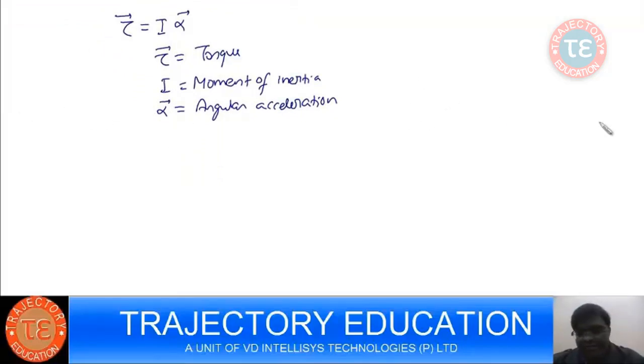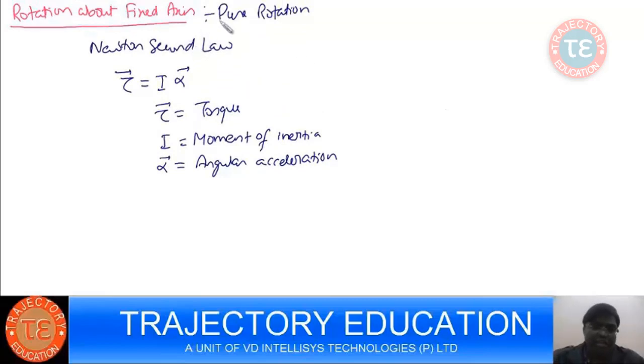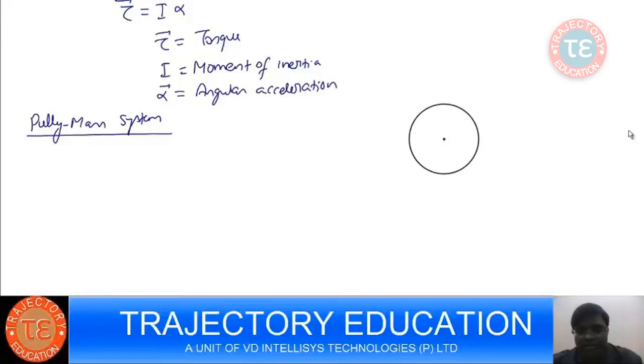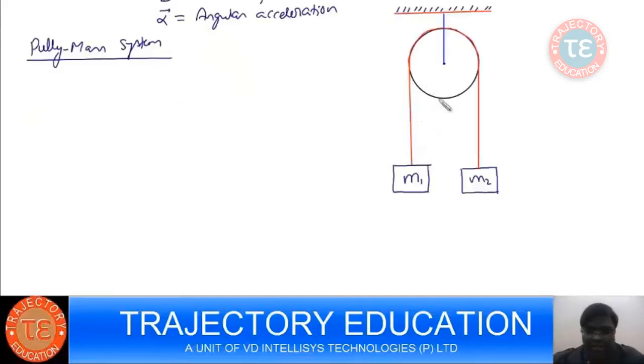So let me take an example of this pure rotation. This is rotation over a fixed axis. For example, suppose I have a pulley mass system. The example is all about this: you have a pulley over here, and on the pulley you have the string. This is a pulley mass system. You have masses M1 and M2.